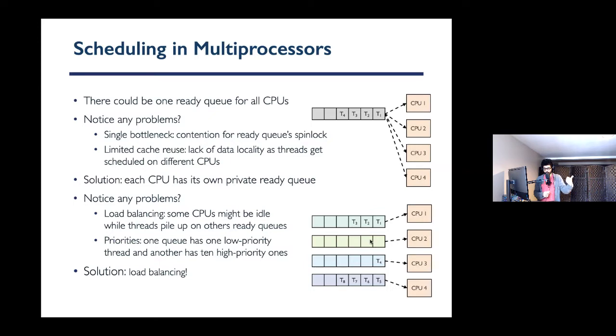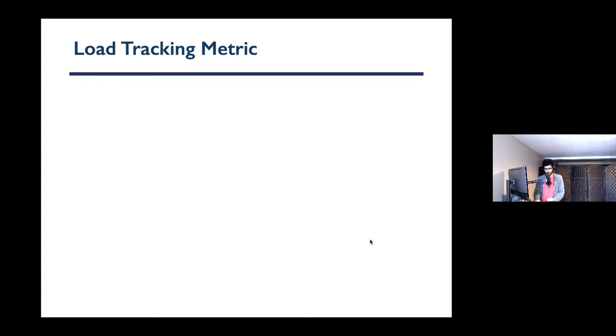So we have to redefine load. We also have to come up with some mechanism to balance the load between the CPUs. Okay, so first let's focus on the first one, which is how do we define load? How do we track it? What metrics should we use for load?